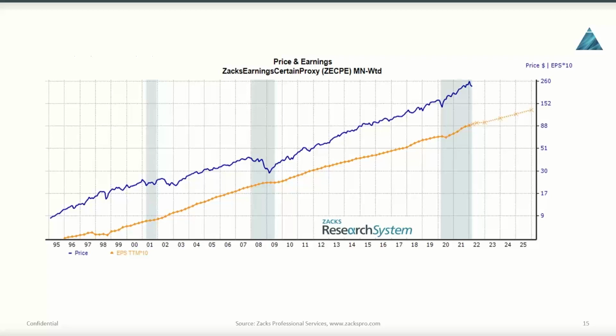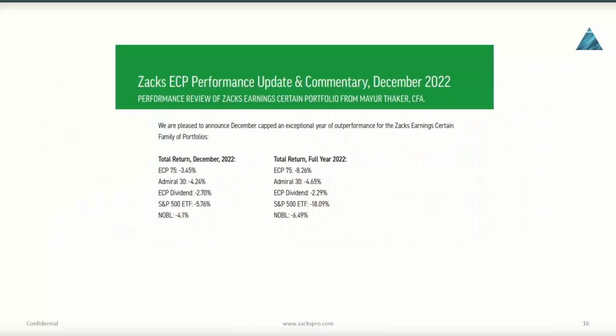Our model portfolio here, you can see exactly how well it does over time. It's had a remarkable track record through recessions in the past, and I think now is going to be no different. We can see that here. And I'm proud to announce that we've done quite well in 2022. You can see that our portfolio declined by about 8.25%. You can see that right here. That was the full year total return for the earnings certain portfolio, minus 8.26%. That compares to minus 18% for the S&P 500.